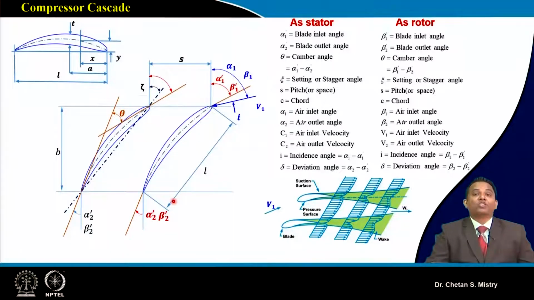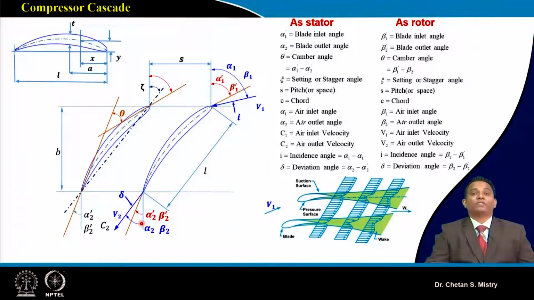Okay, so in the actual case, it may be required to come out with angles alpha 2 dash and beta 2 dash. In spite of that, my flow will be coming out with some angle other than alpha 2 dash and beta 2 dash. That is alpha 2 and beta 2. And the difference of this is what is called the deviation angle.